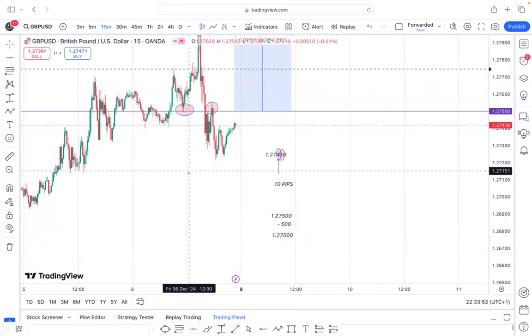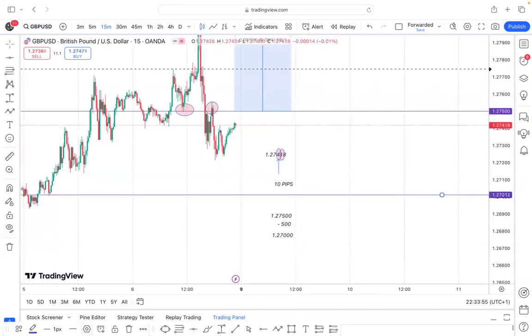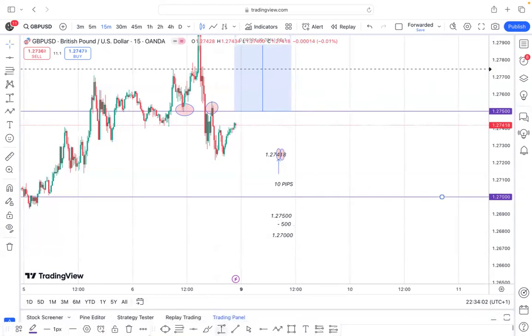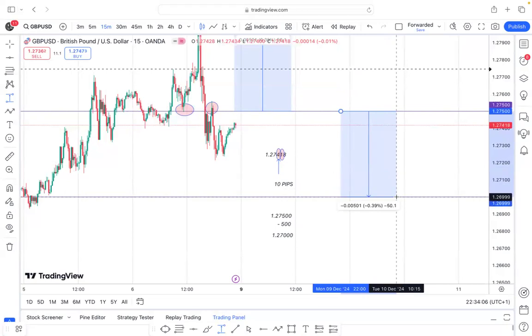So you go on your charts, you plot it out, and then after plotting it out like this, use your price range tool, this tool right here, to check if it's 50 pip.